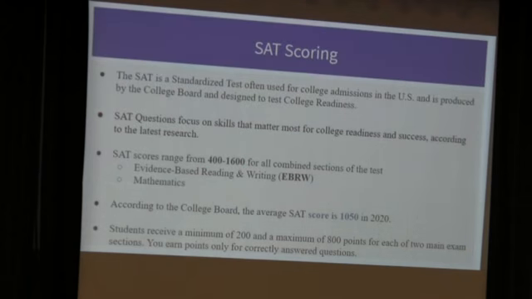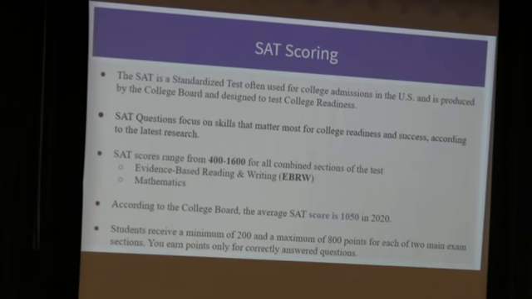And finally, we'll move into SAT achievement. The SAT is a standardized test used for college admissions in the U.S., produced by the College Board and designed to assess college readiness. They focus on skills that matter most for college readiness. Scores range from 400 to 1600 for the combined sections. One section you'll see in the following slide is EBRW, which is evidence-based reading and writing, and then there's mathematics.